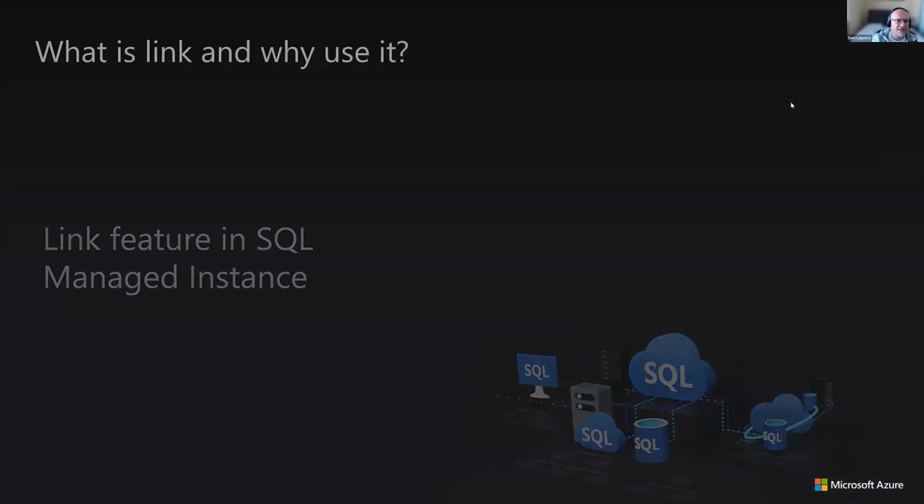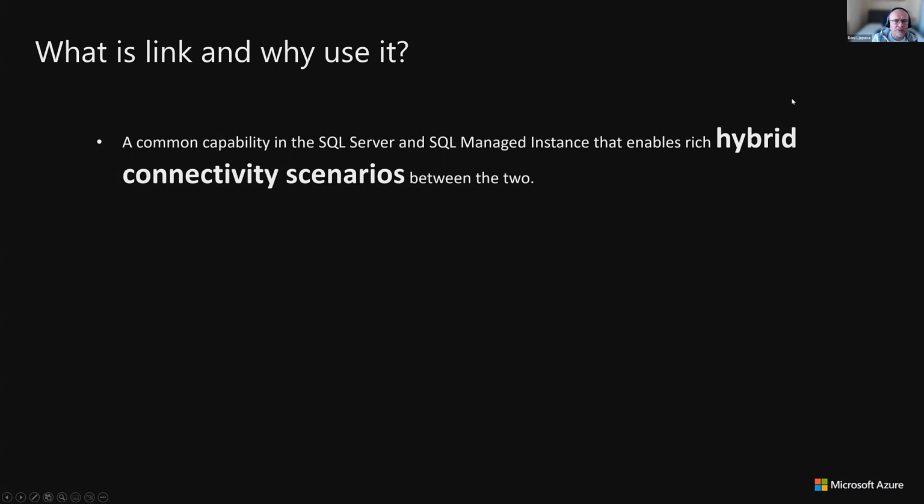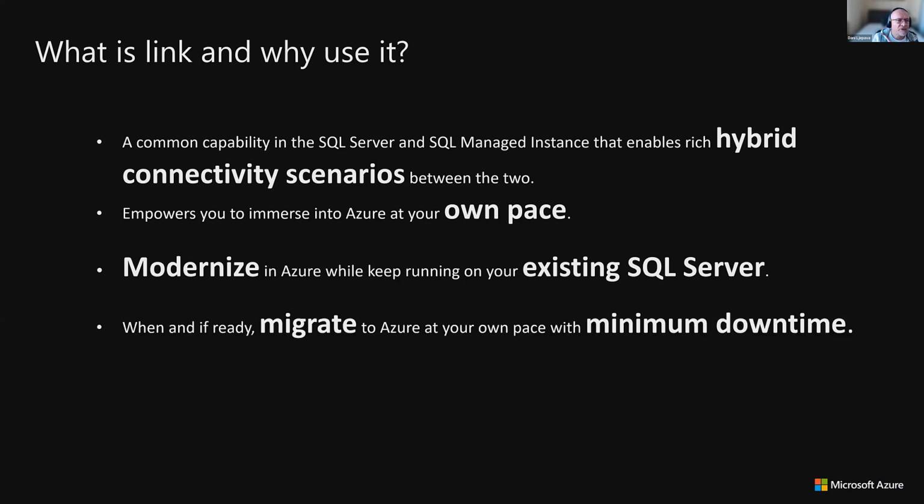So it's a hybrid connectivity scenario. It enables hybrid connectivity between SQL Server and managed instance in the cloud, which is our SQL Server implementation in Azure. Then it empowers you to use Azure at your own pace without actually migrating to Azure. So you can keep running your workloads on SQL Server, replicate your data to Azure, and then have all the benefits of Azure services. That will enable you to modernize your workloads, while still remaining on SQL Server. And then when you're ready to migrate, the link feature will offer the best possible minimum downtime solution.